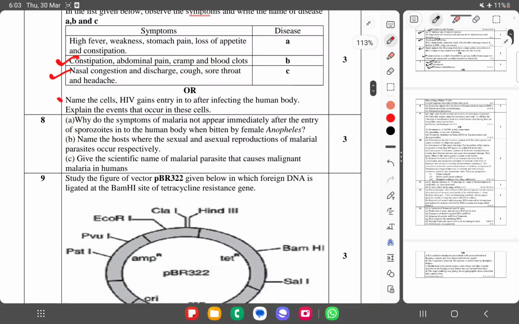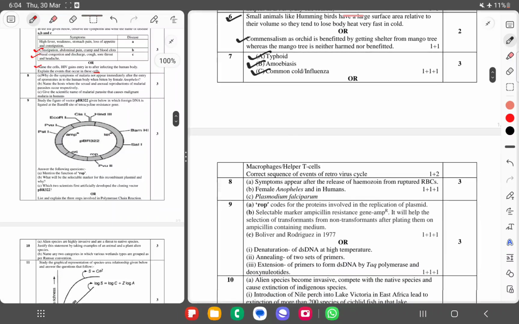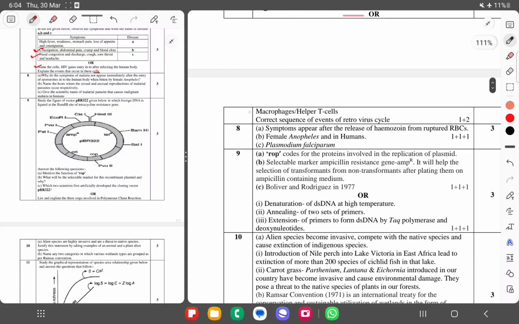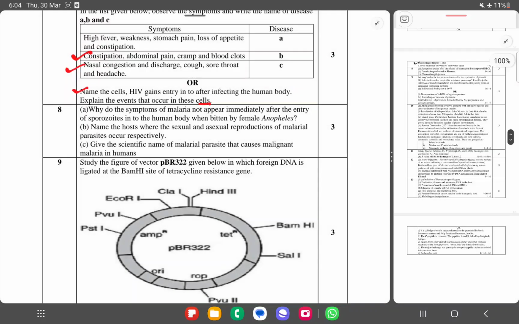Name the cells HIV gains entry into after infecting the human body and explain the events that occur in these cells. The macrophages and helper T cells; correct sequence of the retrovirus cycle. Yes. Next one, question number 8.